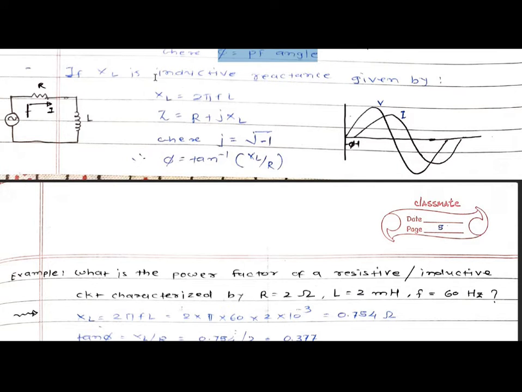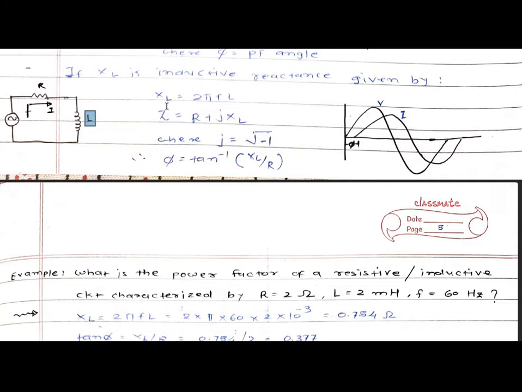Now, XL is the inductive reactance. In this figure, this is the applied voltage V, this is the resistance R, this is the inductance L, and this is the current due to the applied voltage. XL is given by 2 pi FL. We know that the value of inductive reactance is given by 2 pi FL. So Z is equal to R plus jXL.